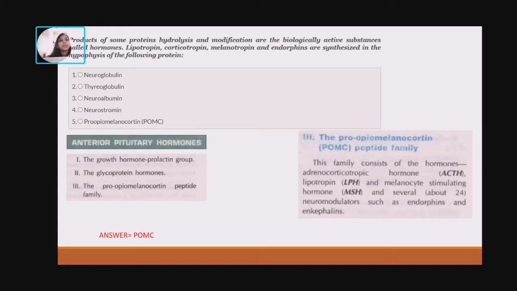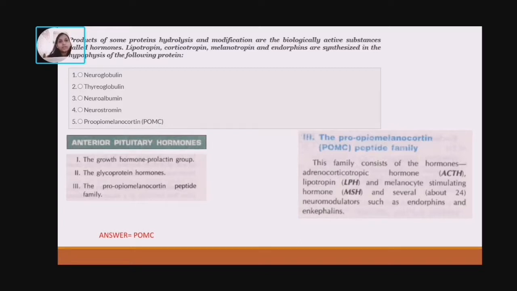Products of some proteins' hydrolysis and modification are biologically active substances called hormones. Lipotrophin, corticotrophin, melanotrophin and endorphins are synthesized in the hypophysis. They are asking where these hormones are synthesized. First of all, you have to keep in mind the anterior pituitary hormones and the posterior pituitary hormones. Basically the posterior pituitary is not producing any hormone, it is only storing. And we know that oxytocin and vasopressin are the two hormones we get from the posterior.